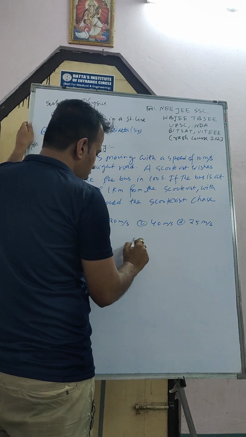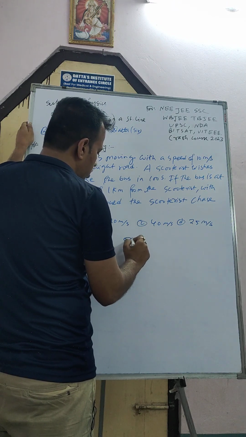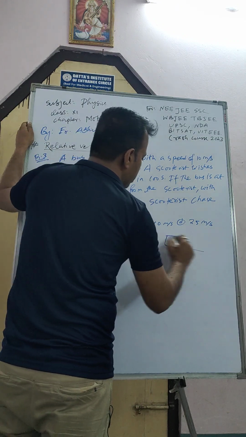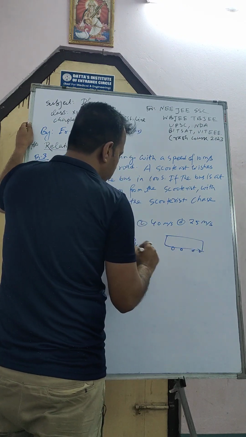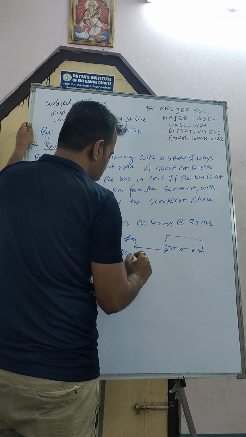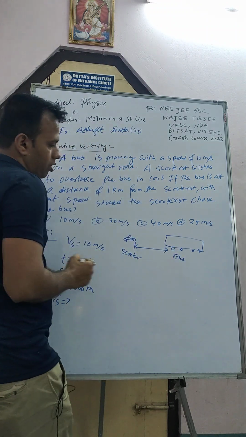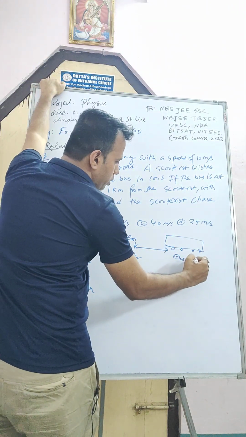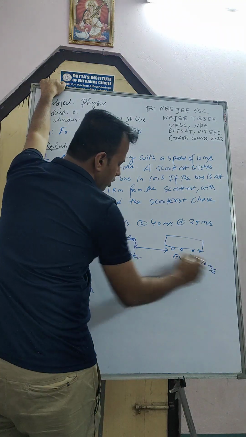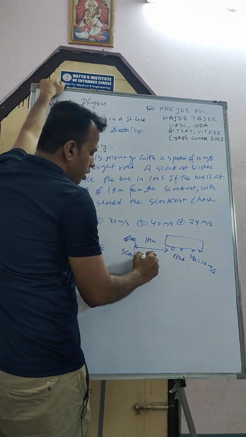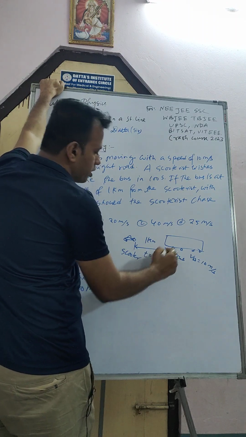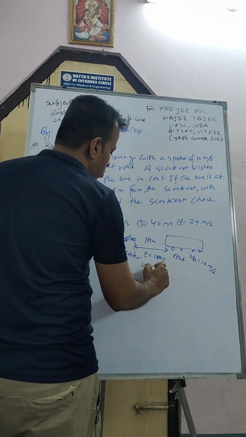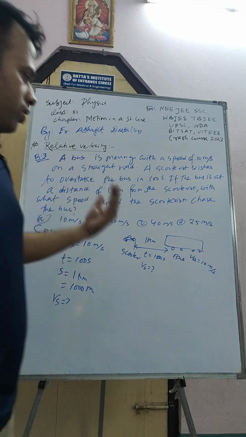Suppose here is one scooter, and here is one bus. Don't laugh at my drawings, okay. So this one is the bus, and the bus speed, the velocity of the bus, is 10 meter per second, and it is 1 kilometer away from the scooter, and the scooter wishes to overtake this bus in 100 seconds. So now we have to find out the velocity of the scooter so that it can easily overtake the bus, okay.